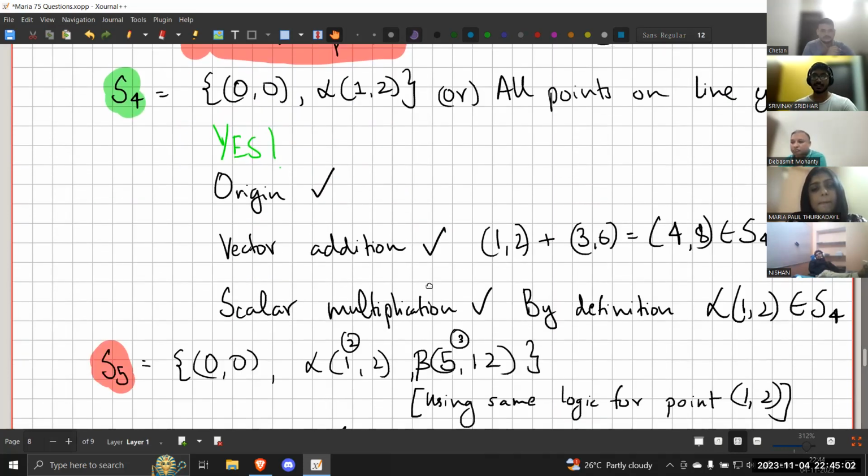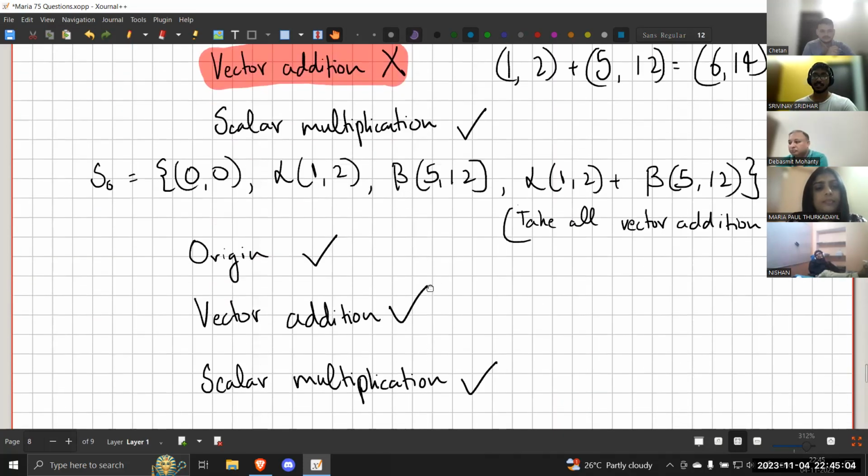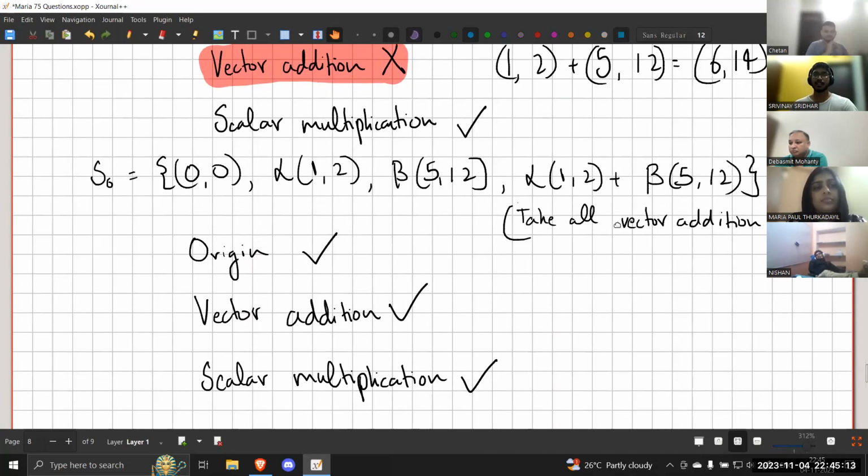And similar to what Chetan explained, when we say alpha times (1, 2) plus beta times (5, 12), it includes (0, 0) as well, alpha (1, 2) as well, beta (5, 12) as well, and also all points that are linear combinations of these two points. Because alpha of 0 and beta of 0 gives us (0, 0), beta of 0 gives us alpha of (1, 2), and alpha of 0 gives you beta of (5, 12).